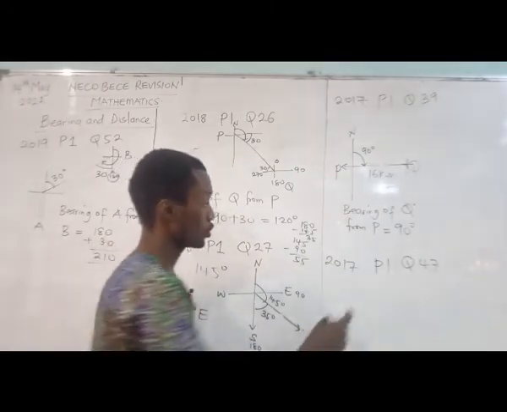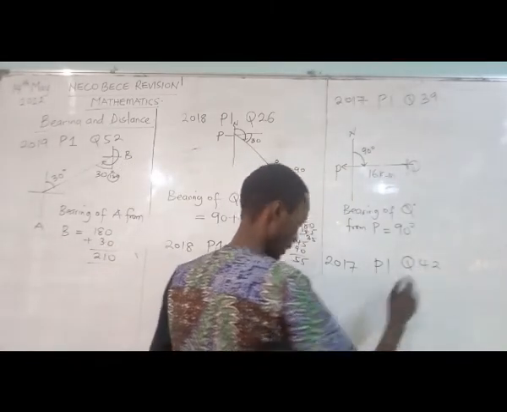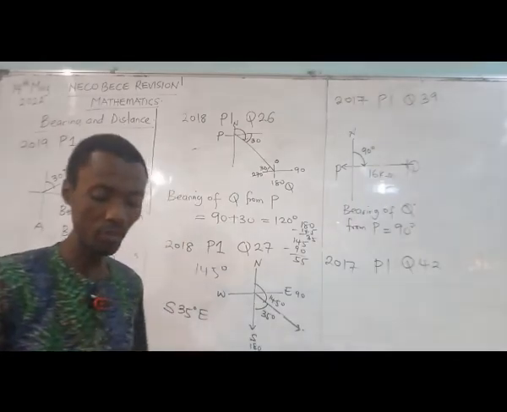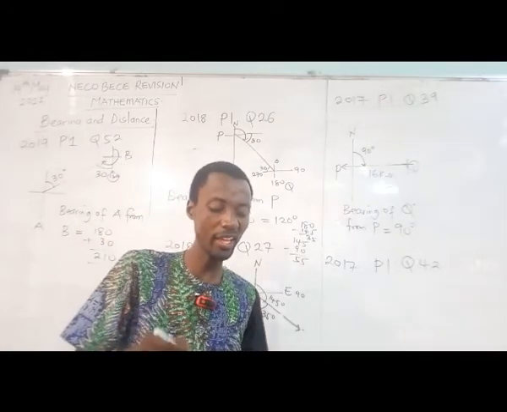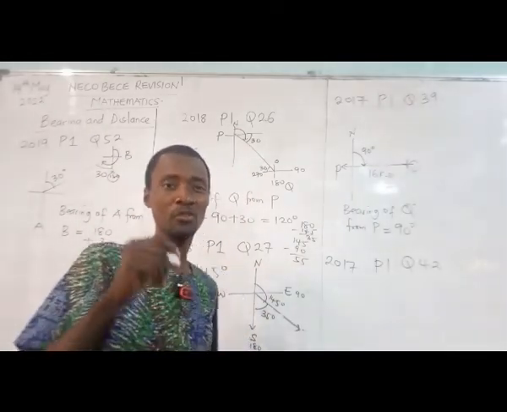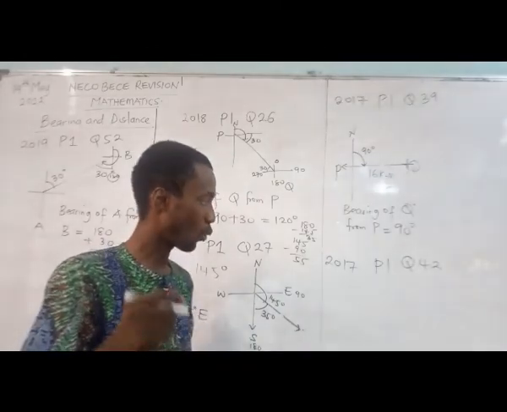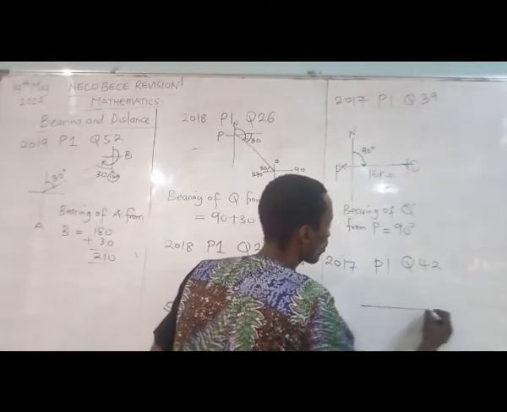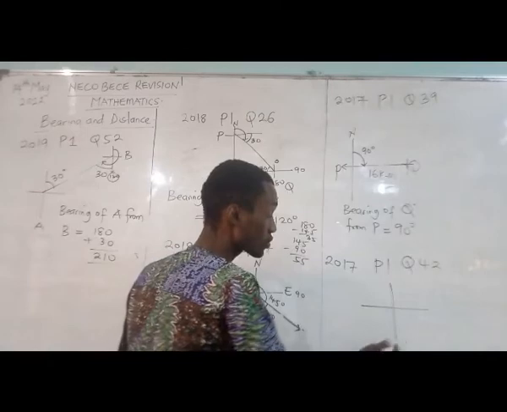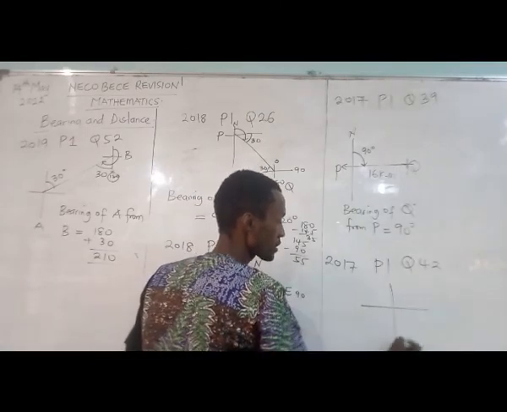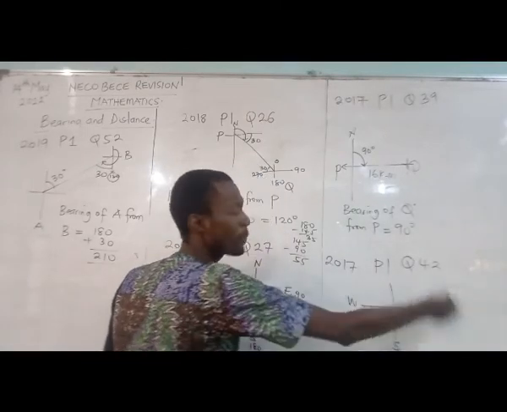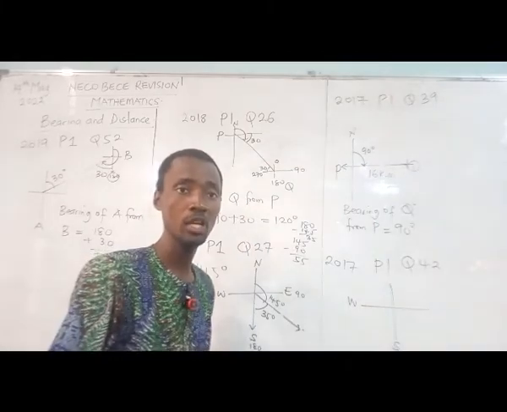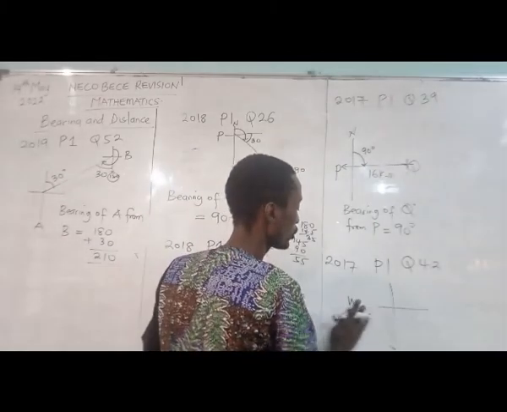That question says 42. I think it should be question 42. It says, which of the following is equivalent to south 56 degrees west? Now the first thing you need to do is to draw what it is. This is south. This is west. You don't need to label everything. All you need to identify is your south and your west.